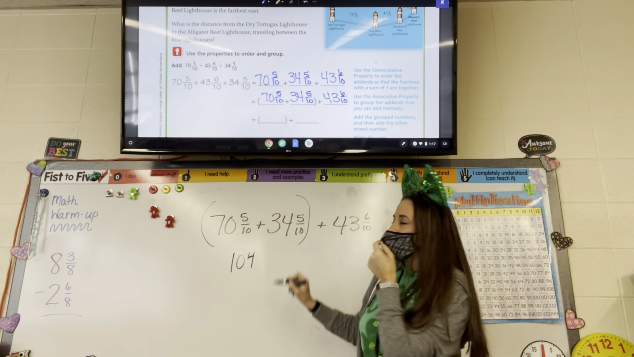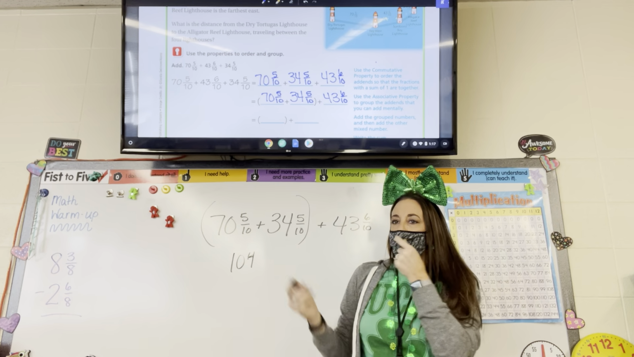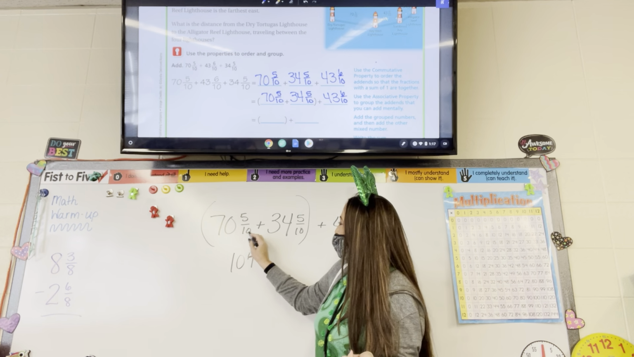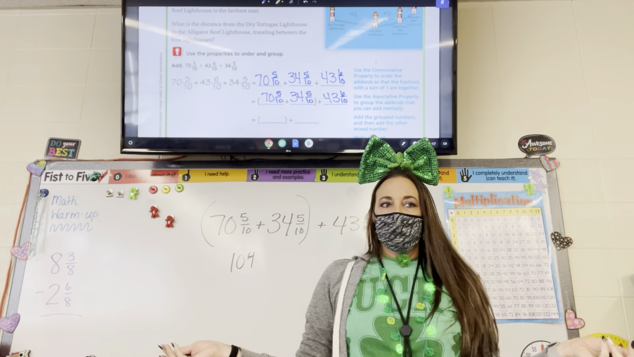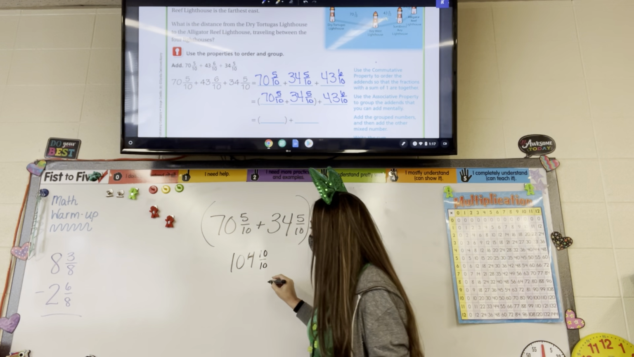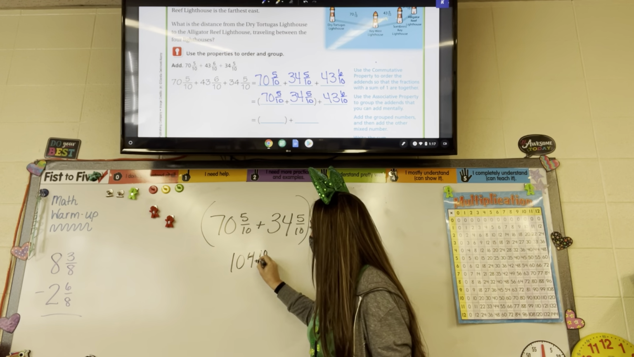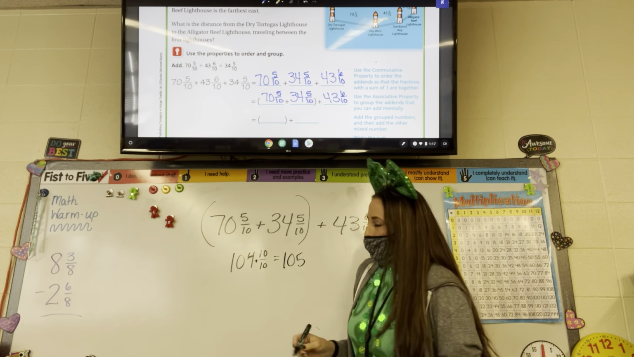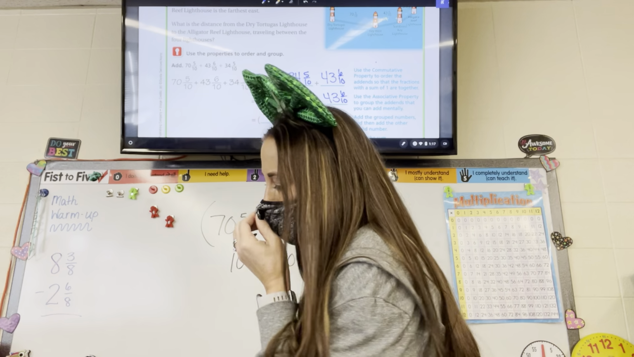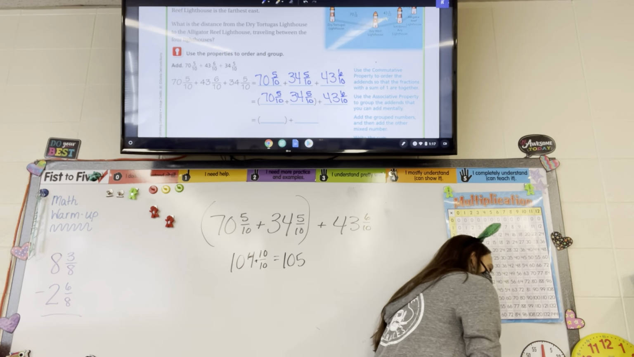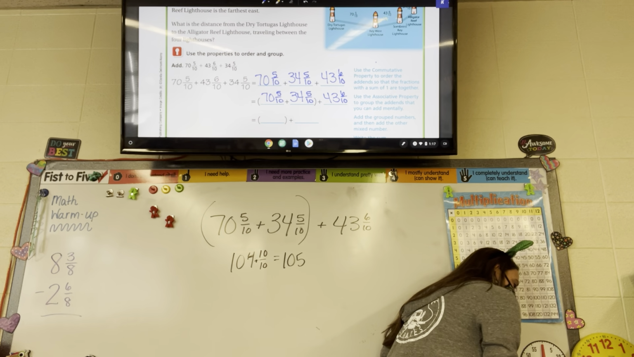And 5 tenths plus 5 tenths is what? Whoa. To start with, it's 10 tenths, right? Which is the same as 1. So in those parentheses, Landon, 70 and 5 tenths plus 34 and 5 tenths, we got 105.